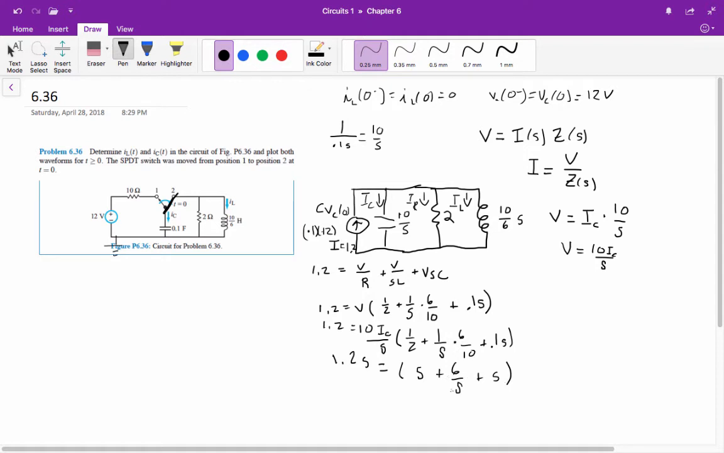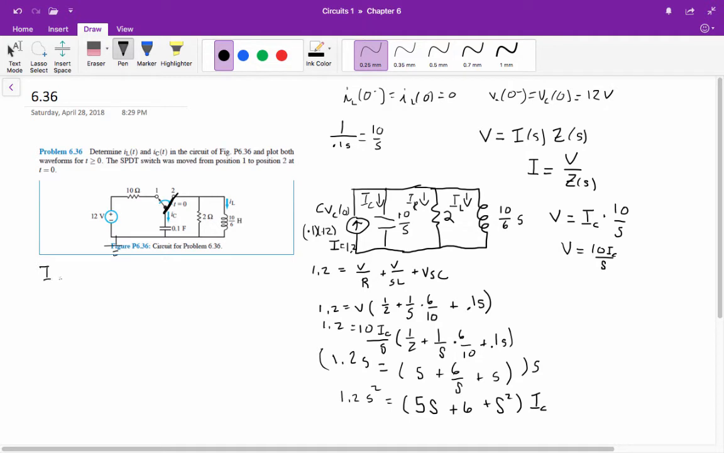Now I want to get rid of this S, so I'll multiply both sides by S again, and I get 1.2 S squared equals 5S plus 6 plus S squared. What happened to my IC? Here it is, IC.